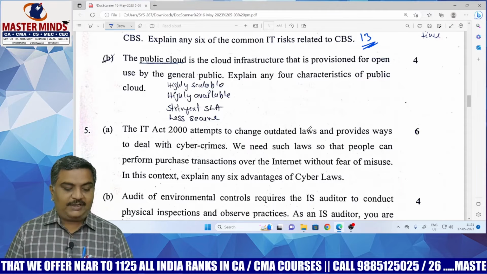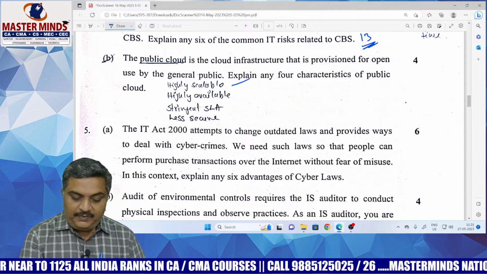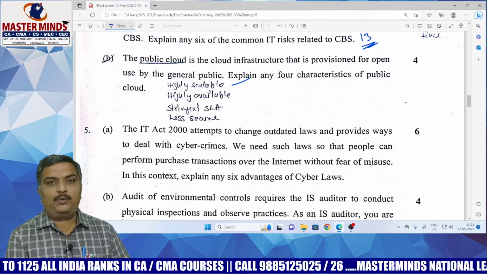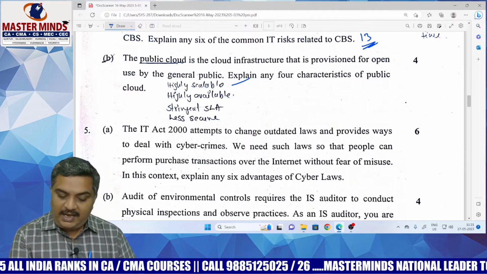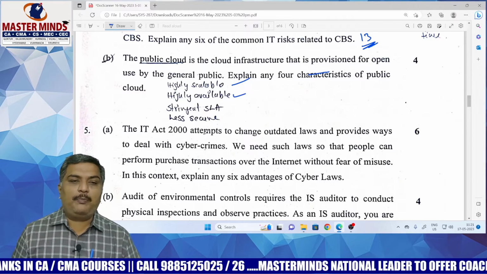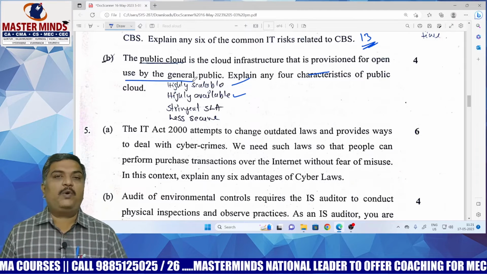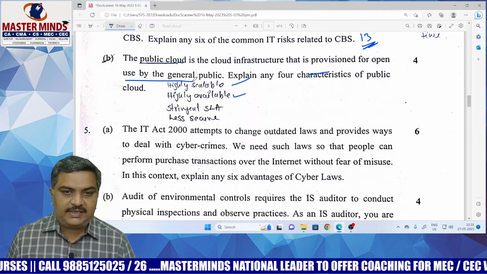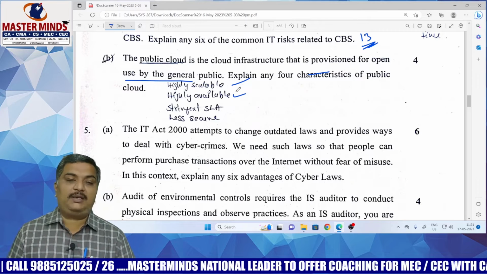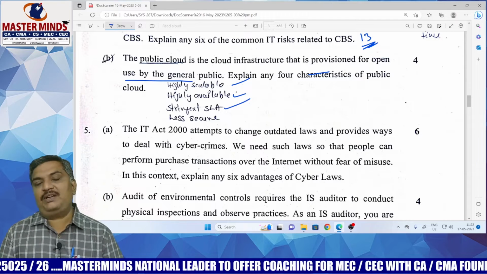So what are the characteristics of public cloud? Public cloud is highly scalable. You can increase its capacity whenever you want, and anyone can use it. Already it is given in the question that it is provisioned for open use by the general public. So it is highly available. Whoever wants, they can make use of these cloud services. And the most important distinguishing factor of public cloud is stringent SLAs.